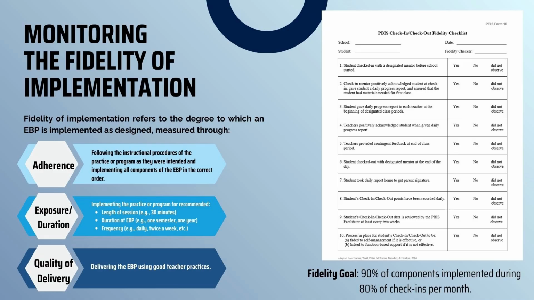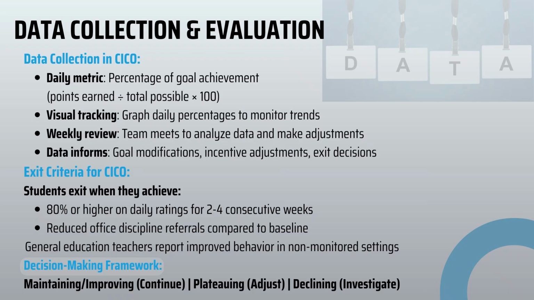So each of these we're going to be looking for to make sure it's done correctly. And then next we are going to move on to data collection. For the type of data collection, we use a daily metric, which we look at their total points. So if they have the ability to earn 100 points and they only earn 50 points, we divide that number so we see that they're at 50%. We use visual tracking, so we graph daily percentages to monitor upward or downward trends.